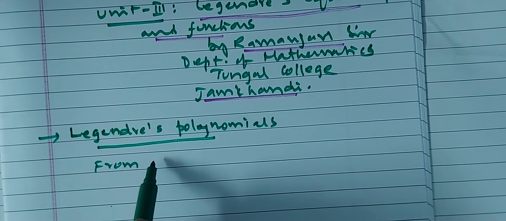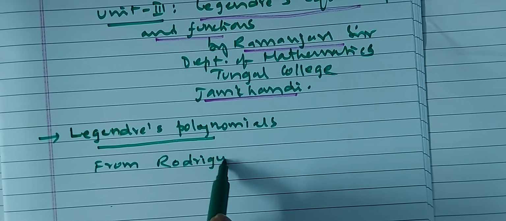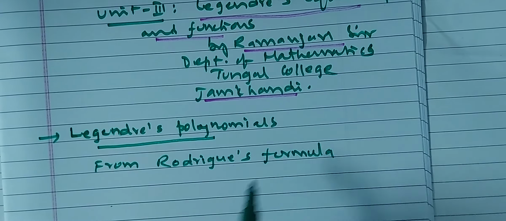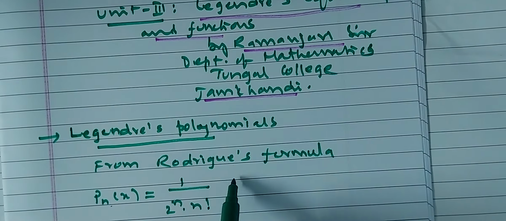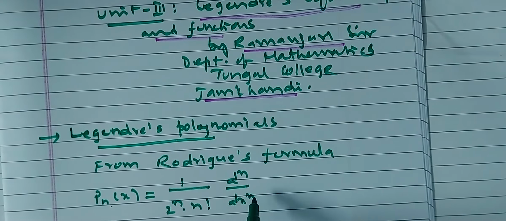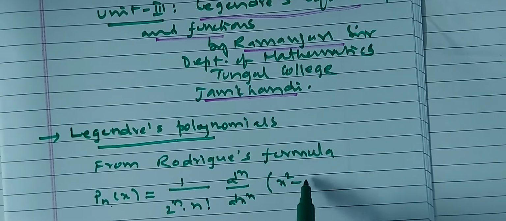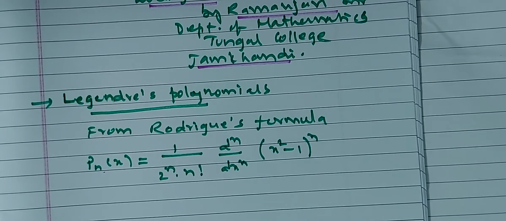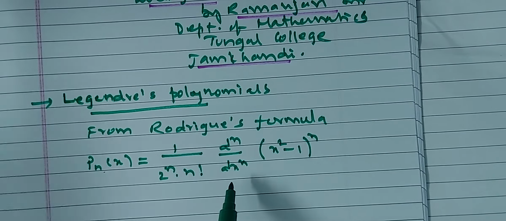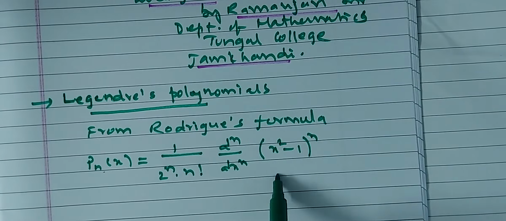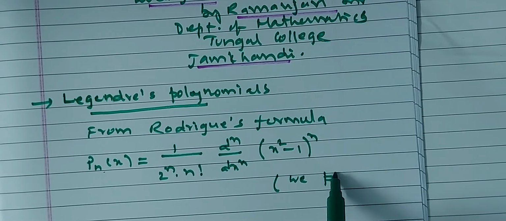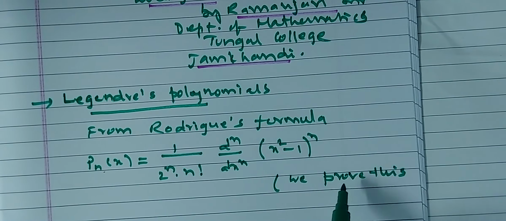Legendre's polynomials from Rodrigues formula. From Rodrigues formula, Pn of x is equal to 1 by 2 power n into n factorial, d power n by dx power n of (x square minus 1) whole power n. This we will prove later.